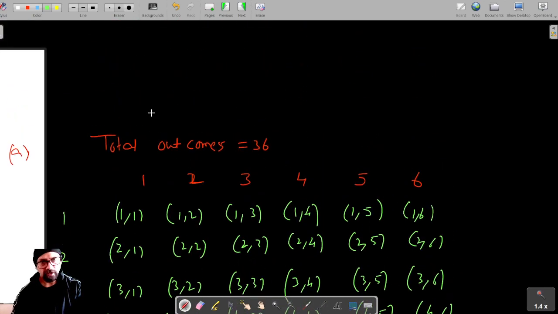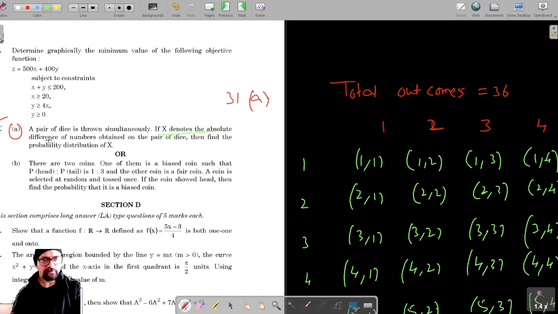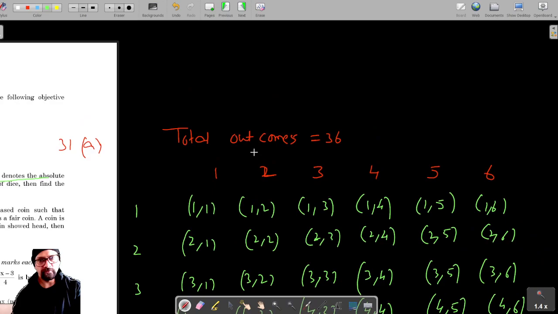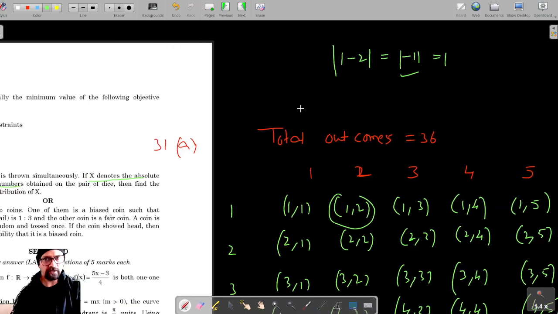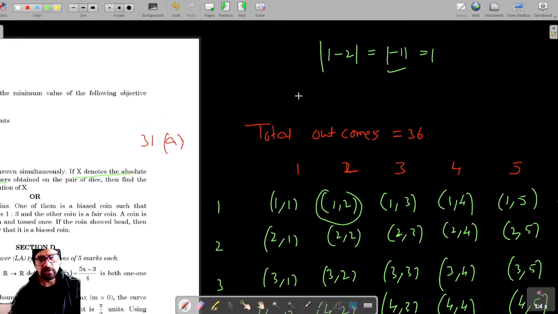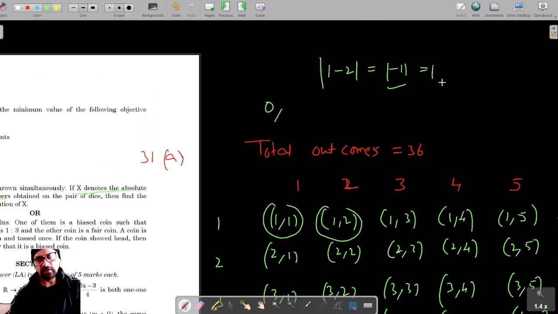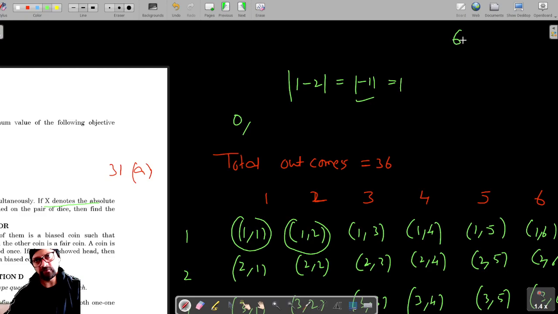Okay, so these are the possible outcomes, and it says that x denotes the absolute difference of numbers, which means we have to take the absolute values. So the absolute difference of 1 and 2 is 1 minus 2, which is negative 1, so it is 1. If it's negative, we consider only the positive value. Now, the minimum difference on the pair of dice can be 0, and the maximum difference is between the maximum number and the minimum number, 6 minus 1, which is 5.